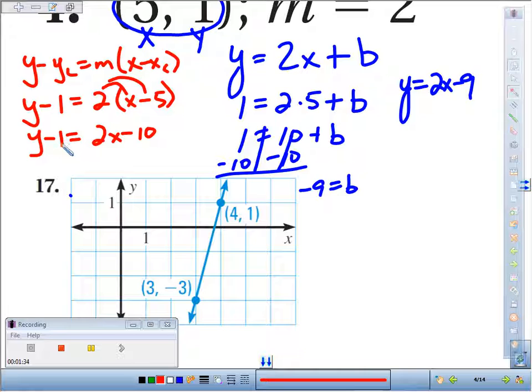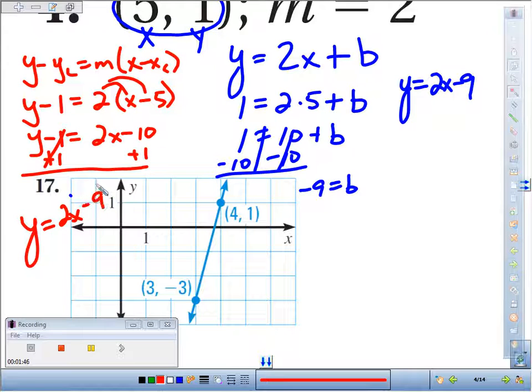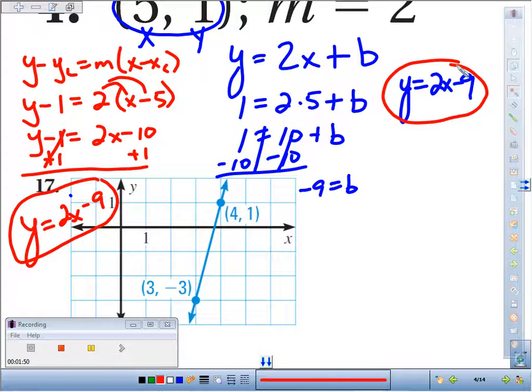So to get y equals mx plus b, it's kind of nice. It's just one step. Add 1 to both sides, and we get y equals 2x minus 9, since negative 10 plus 1 is negative 9. And you can see that's the exact same equation I got if I did it a different way.